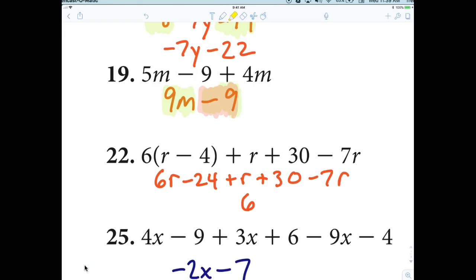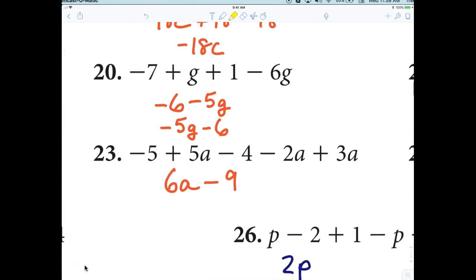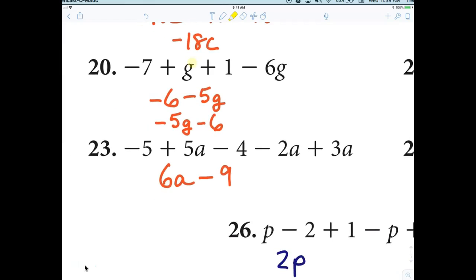All right, let's take a look at number 20. Now, again, good little problem here. G minus 6G is negative 5G. You with me on that? And then negative 7 plus 1, negative 6. How's everybody doing? You agree? It's not that hard. The main thing is the distributive property. Do we agree? And then combining like terms.